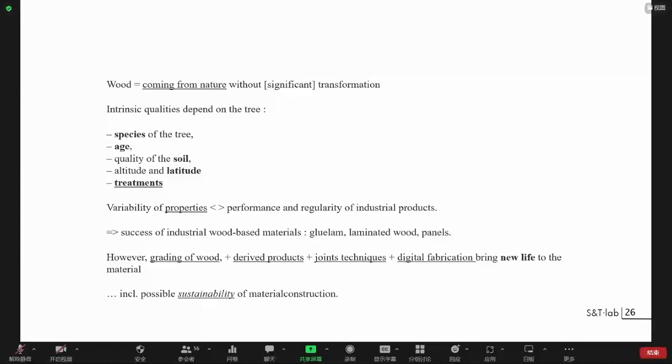And the last but important element is putting forward the grading of wood, so about resistance. We have a European system that has been developed for this, looking at derived products, joint techniques, and also digital fabrication. All this brings a new life to this material, timber. Also, as timber is a natural material at the origin, you can have a possible sustainable approach to construction and to material, but it will depend on the treatment we provide to the timber, and we'll be discussing this in the next slide.